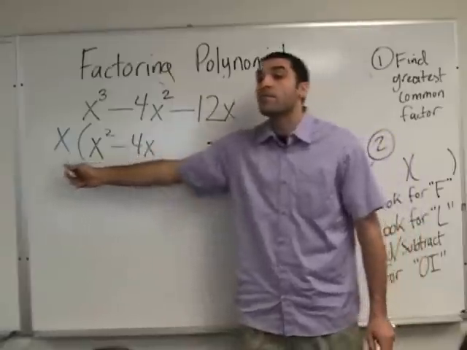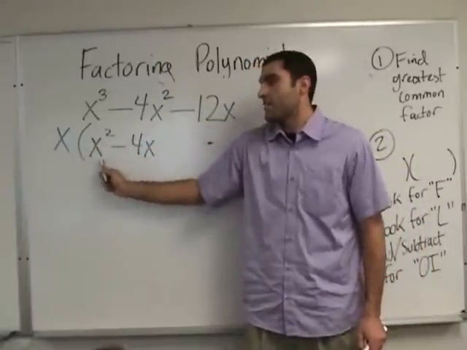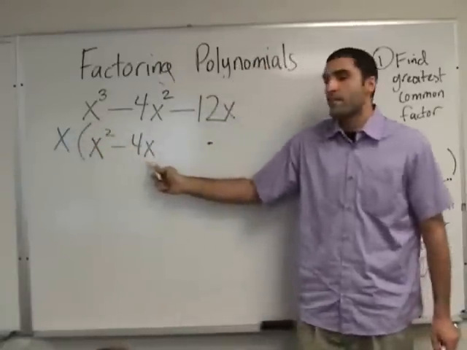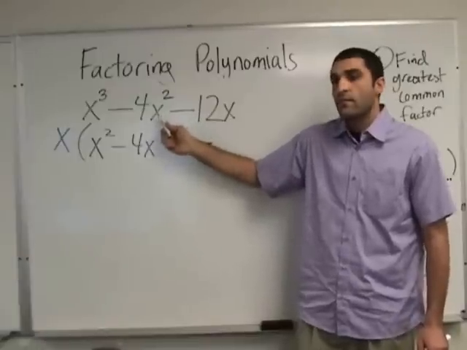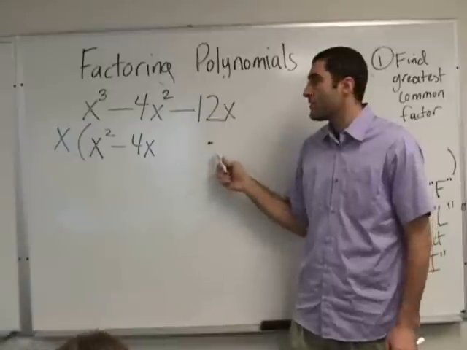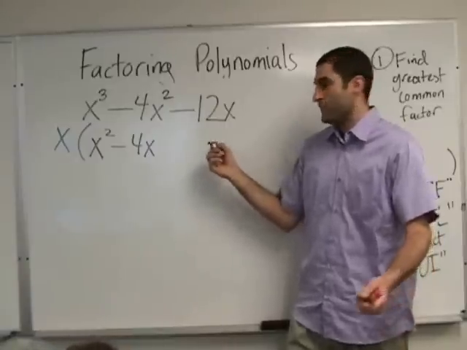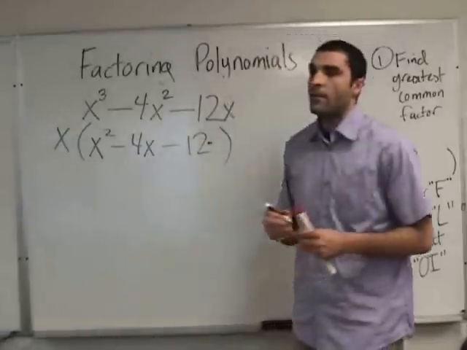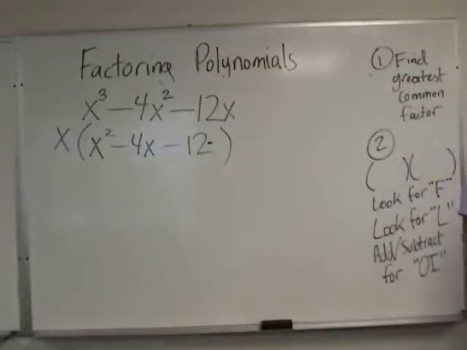So yeah, look, distribute this. X times x squared is what? There it is. X cubed. X times negative 4x is what? Negative that. So it's the same. Now fill in this. Okay, so that would be minus 12. So you just completed our greatest common factor step. So we took out the greatest common factor. That's done. Now we're ready for parentheses, parentheses.